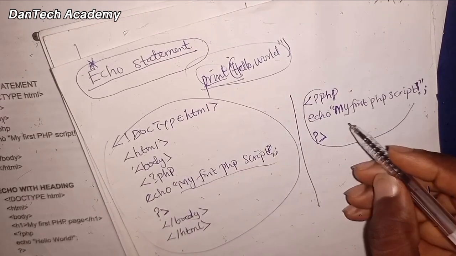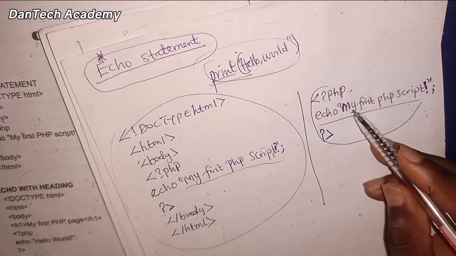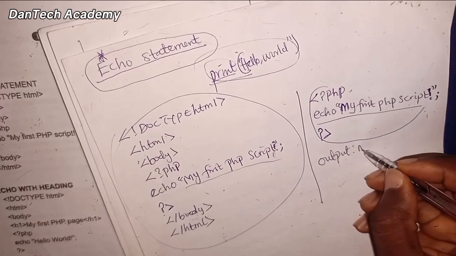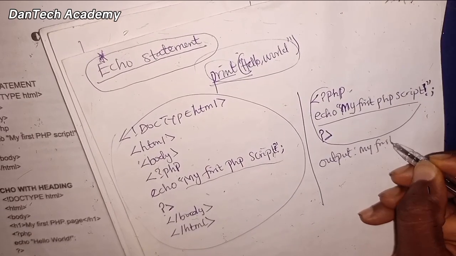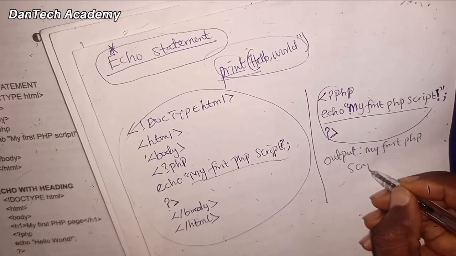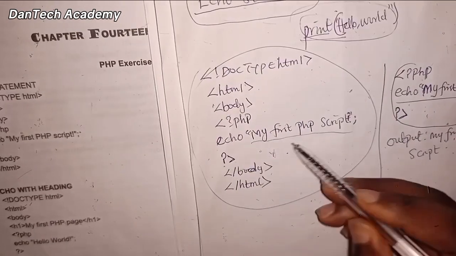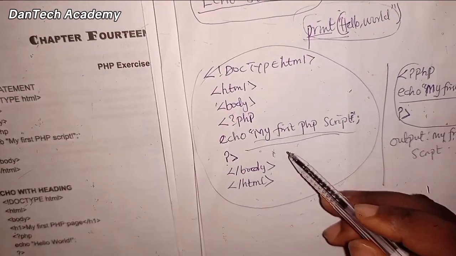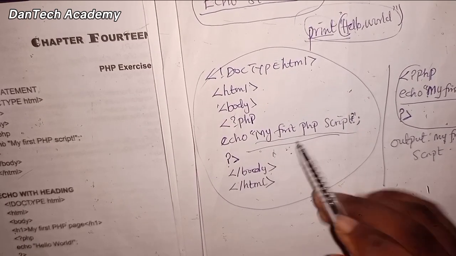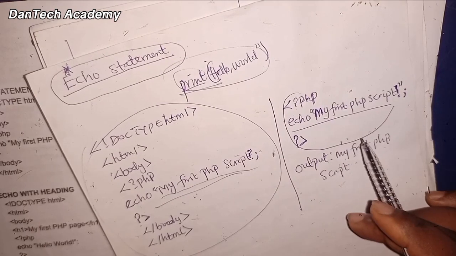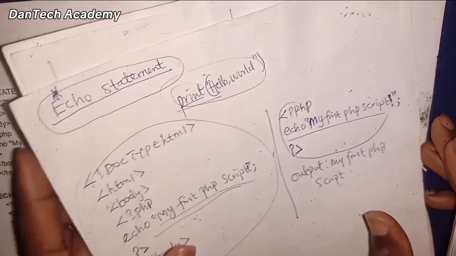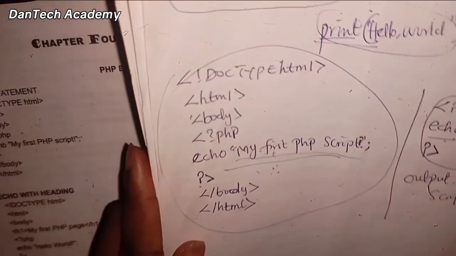The output of this will be my first PHP script. Same thing to this. In this case, PHP was embedded inside HTML, but in this case PHP wasn't embedded inside HTML, it was just directly. So that is for that. So let's move to the next one now.